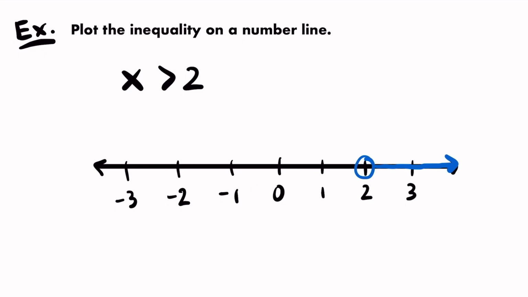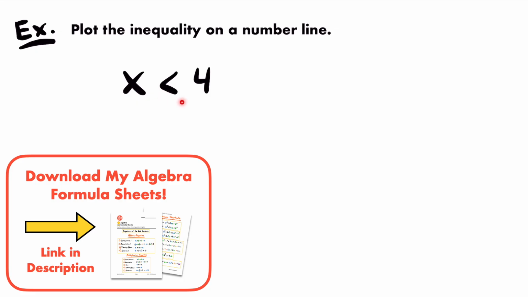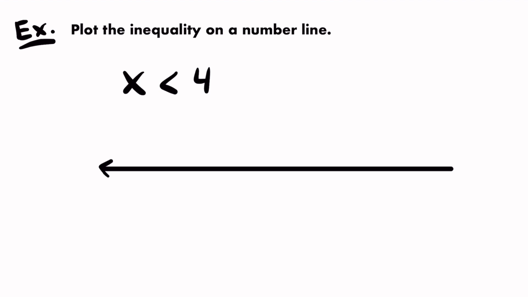Let's take a look at another example. Next up, we want to plot this inequality on a number line. We were given x is less than 4, and so the first thing we want to do here, once again, is start by drawing a number line. And so this will be mine right here. I like to put 0 at the center.